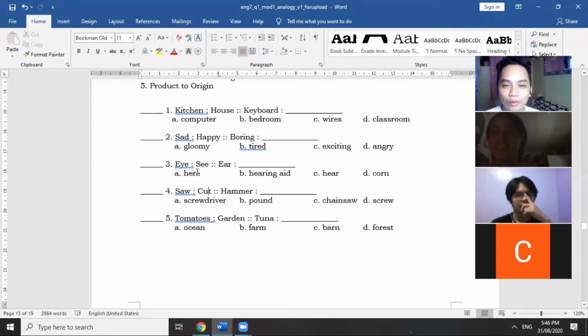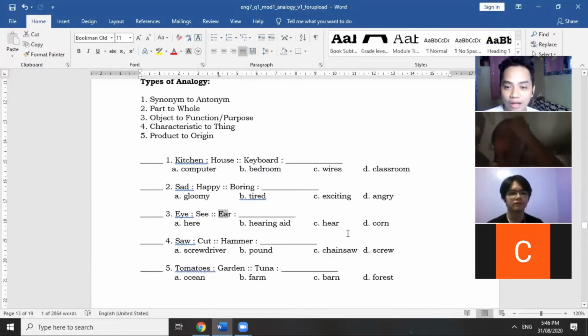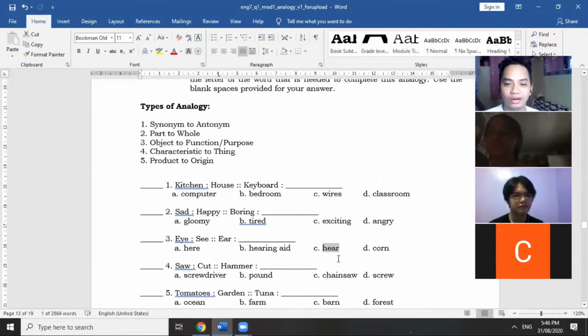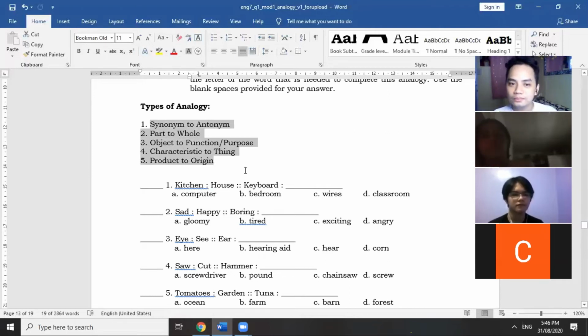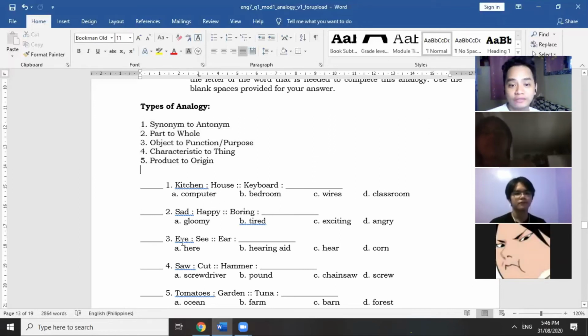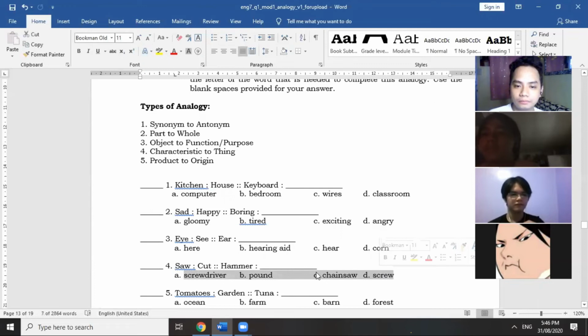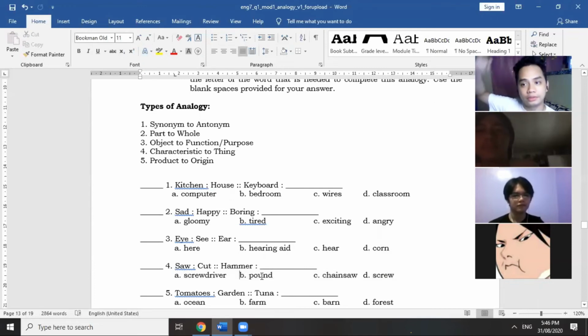Number three, we use the eye for seeing and we use the ear for what, people? Hearing. So what do you think is the answer for the type of analogy? Object to function. Very good. Object to function, the function of the eye and the ear. Saw is to cut as hammer is to what? Letter B. Very good, pounding, right?